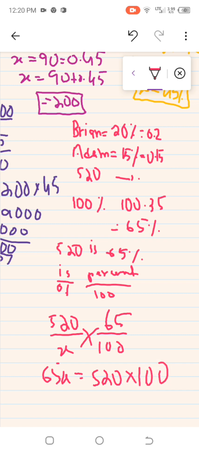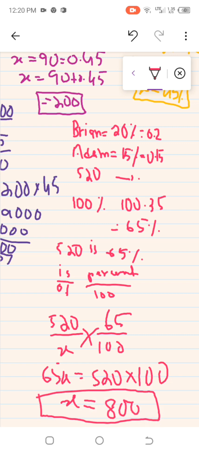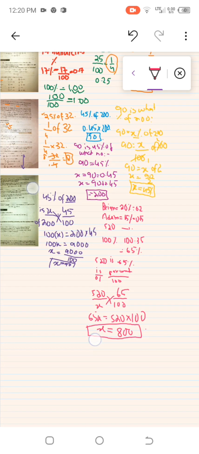So this will be what? We'll get x is equal to 800. You cannot do the full method, you will get x is equal to 100. So this means that he had a total of 100 cards originally. With that, 65% was remaining, and from that 65%, 520 cards were being distributed. Okay, so I hope that it is clear to you guys.